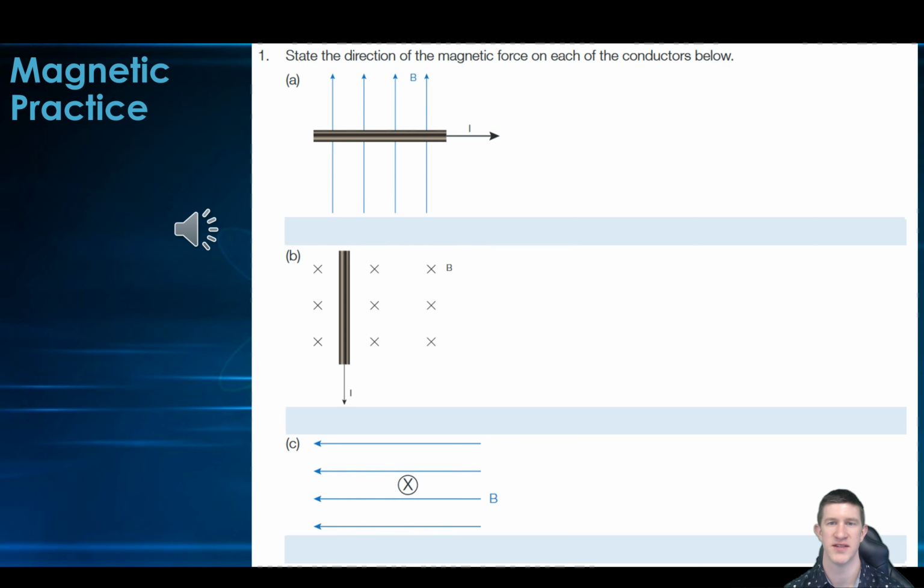Let's have a go at this one. So in this case, we're using that notation. State the direction and the magnetic force on each of the conductors below. So this would be using your right-hand rule.